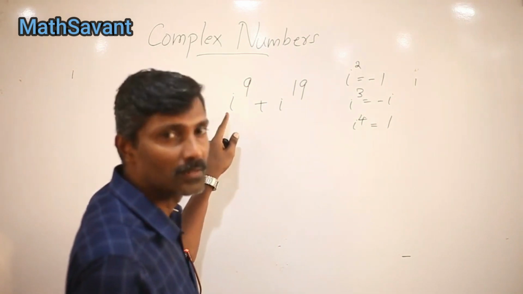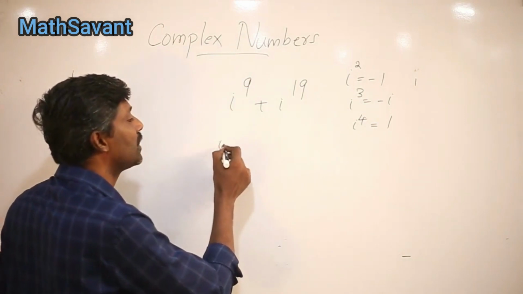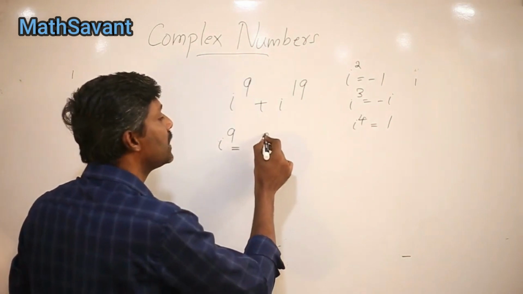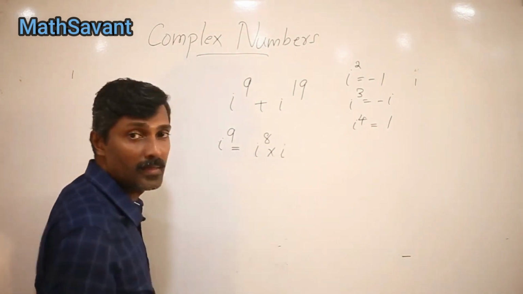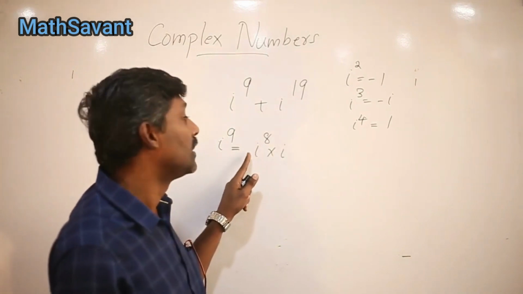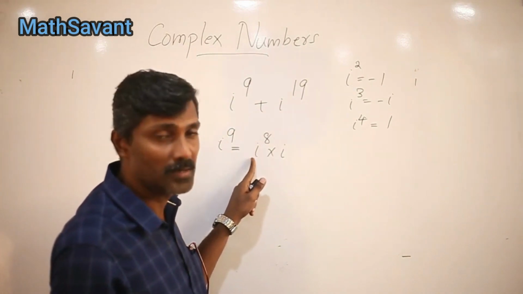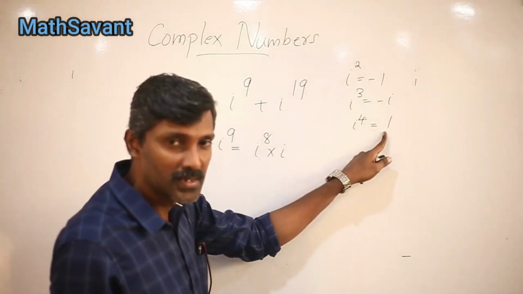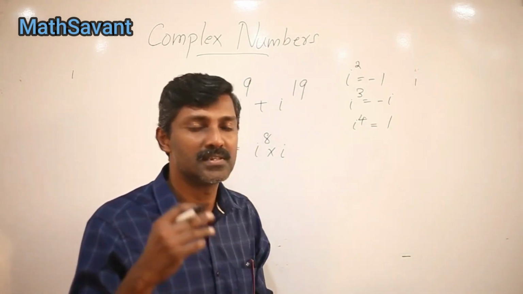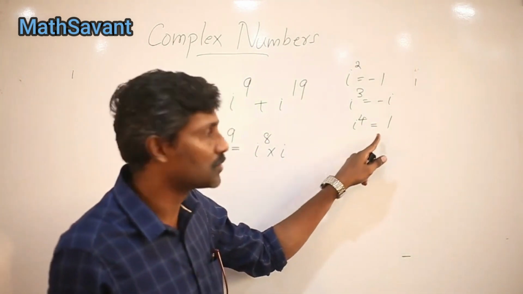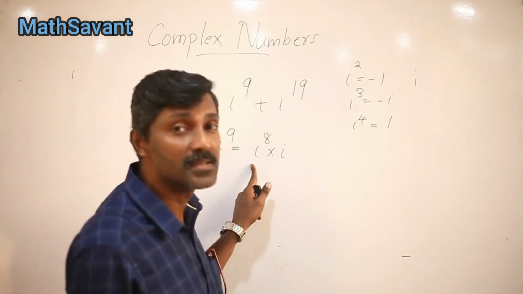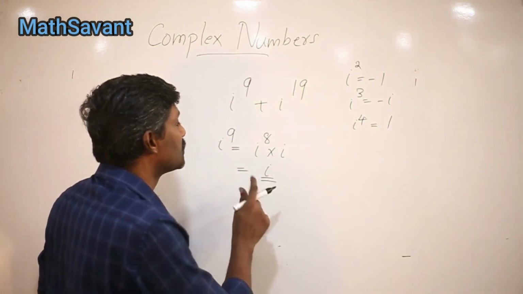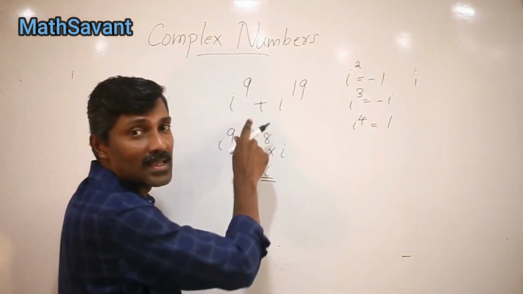Now, how will we find it? The value of i raised to 9: I would write it as i raised to 8 into i. Why? Because I told you that any power of i which is a multiple of 4 will give you the value 1, because i raised to 4 is 1. So i raised to 8, i raised to 12, 16, 20, etc. will always give you the value 1. So i raised to 4 is 1, i raised to 8 is also 1. So this will give you 1 into i, which is i. So the value of i raised to 9 I got as i.